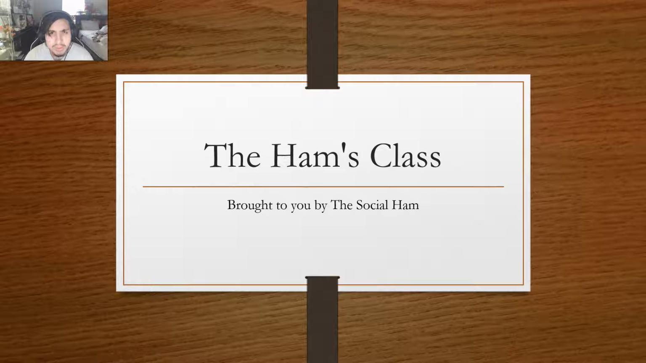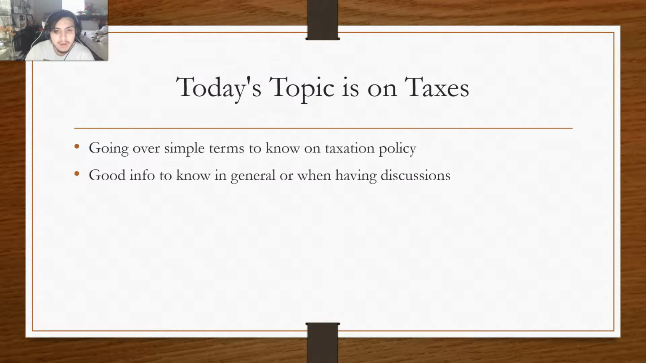This is also just going to be on, like I said, income taxes, and it's on PowerPoint. This is very professional. So, basically taxes. Simple terms, like I said, on taxation policy, and then this is just stuff you should know when you're having discussions. If you're ever reading a news article or reading a bill that Congress is trying to introduce, and there's a tax term in there you don't know, this should help you out.